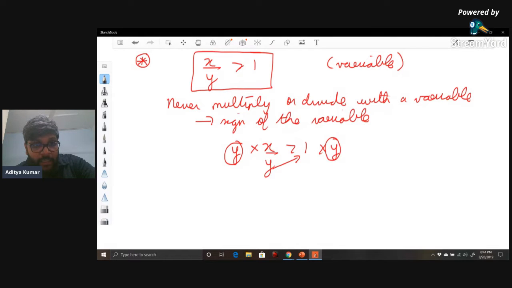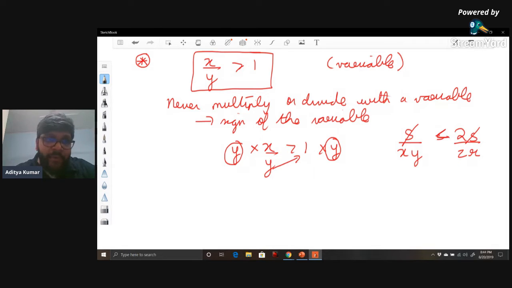Make sense? So the point I'm making is when you get terms like this, s divided by xy is equal to or less than 2s divided by say zr, the biggest trap that students will fall for is they would cancel the s on both sides, and this is something that you should never ever do in an inequality. Also, you should never cancel variables on both sides of an equality as well.